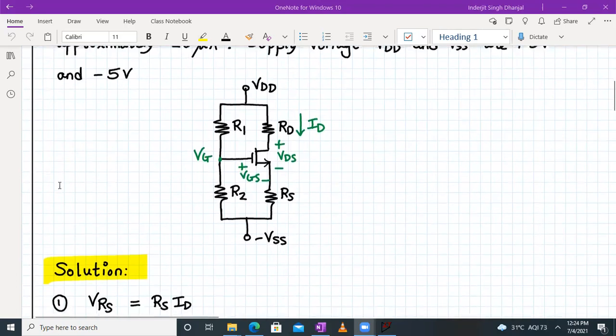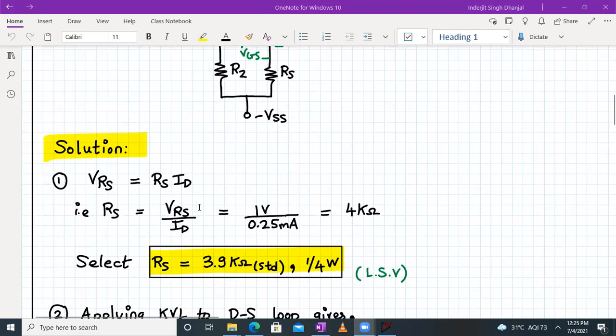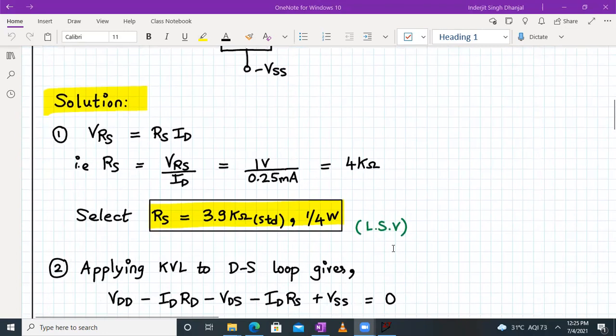So let us start. Since they have given the value of VRS, VRS is nothing but RS into ID. So the value of RS will be VRS divided by ID, which will be 1 volt divided by 0.25 milliamperes, which is equal to 4 kilo ohms. So we select a lower standard value for RS, which is around 3.9 kilo ohm, quarter watt.